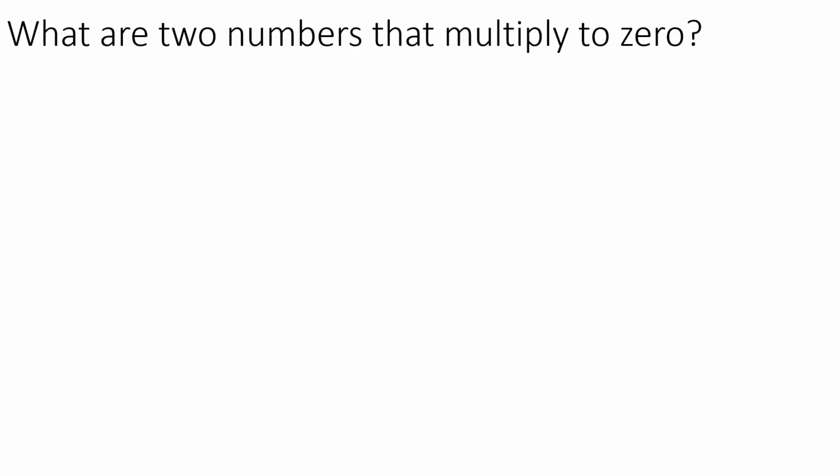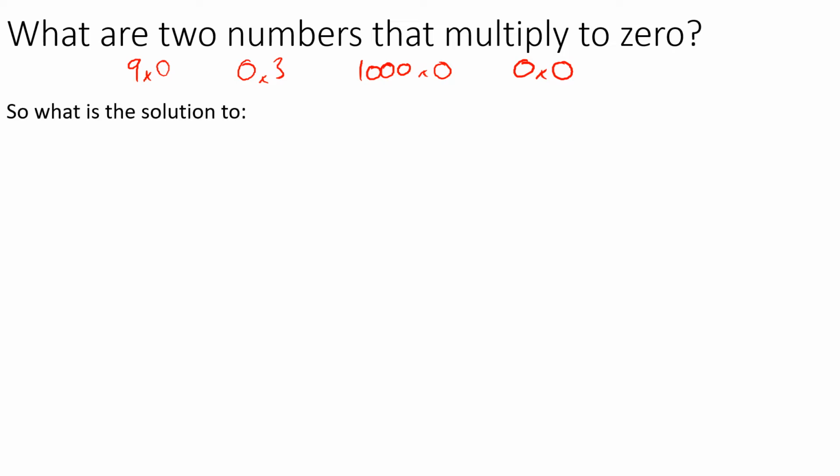Okay, so without thinking, just come up with two numbers in your head that multiply to give you the answer of 0. Okay, time's up. I came up with 9 times 0, but you could have come up with 0 times 3, or 1,000 times 0, or I guess 0 times 0. The whole point is that if you want to get an answer of 0 when you multiply, you need to have one of the numbers be 0, and that's the fact that we're going to be using.